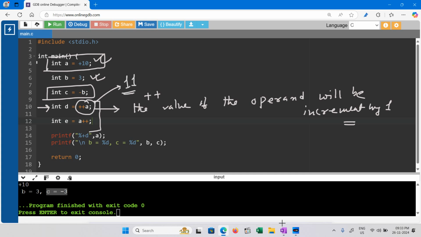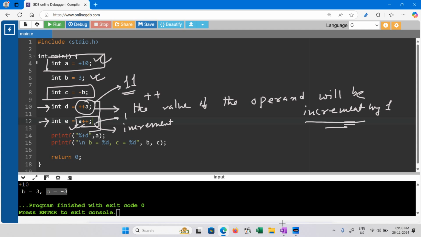Similarly, here also in line number 12, what will happen? Here also what I have applied is again increment, right? So with both the increments, either pre or post, what happens with the operand is that it will again increment by 1. So here again a will increment by 1. So a will become 12.